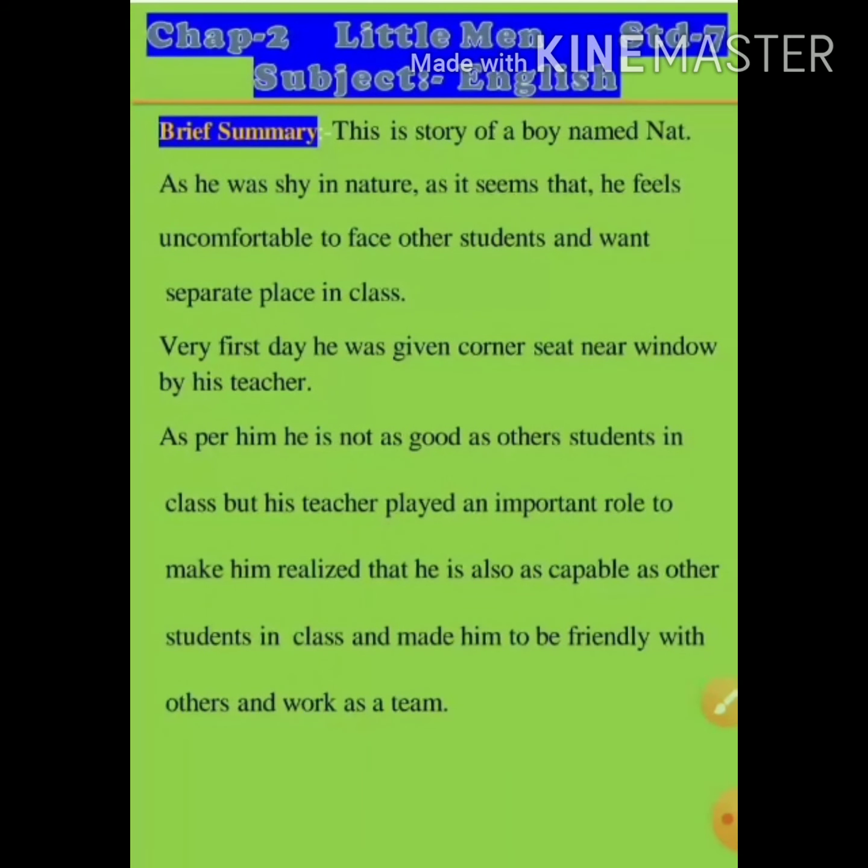Okay, so we will start with the brief summary of this chapter. First of all, this chapter is all about Nat. Nat is the protagonist of this chapter. Protagonist means the main character.